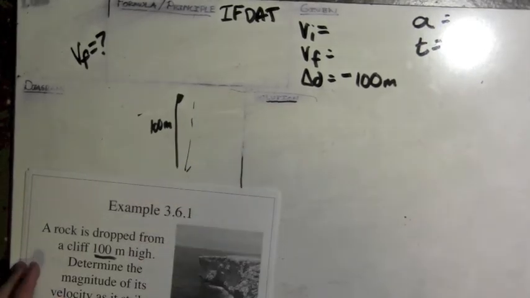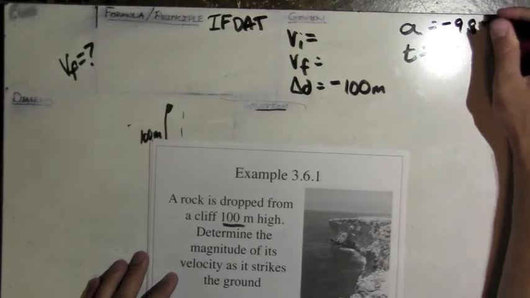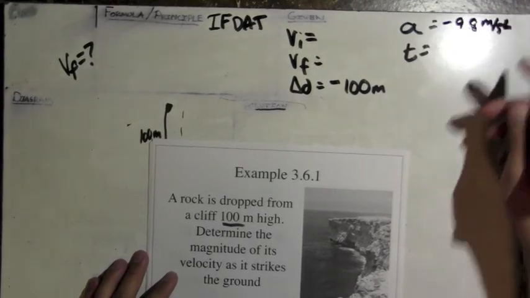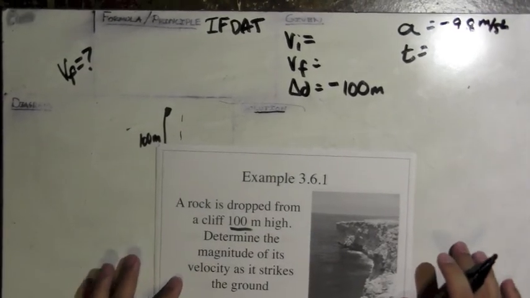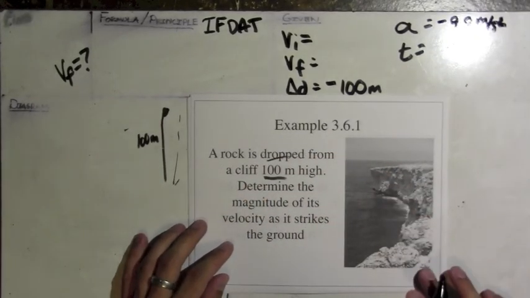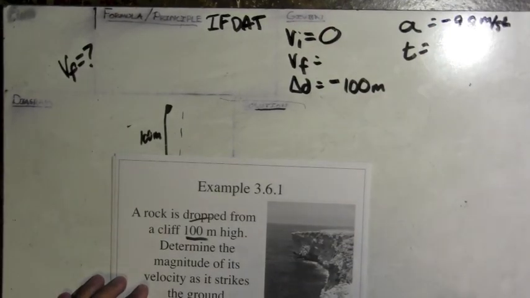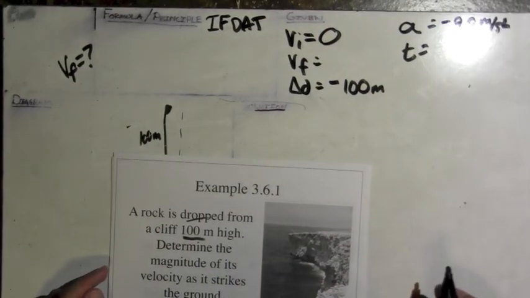Okay, since it's under the influence of gravity, we can also say that the acceleration due to gravity is negative 9.8 meters per second squared, because we're going to assume that this is on the Earth. The other thing that you have is you say the rock is dropped. By saying that it's dropped, you're indicating that its initial velocity is 0. So now we can apply our principles of kinematics.